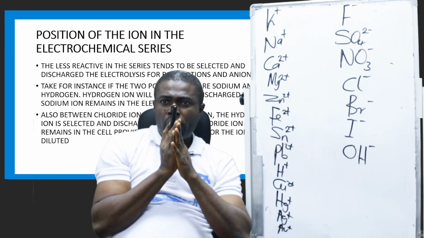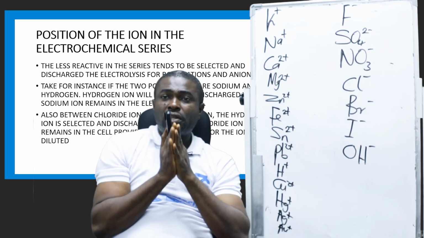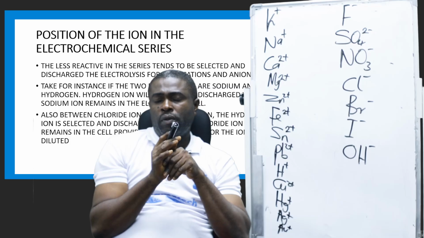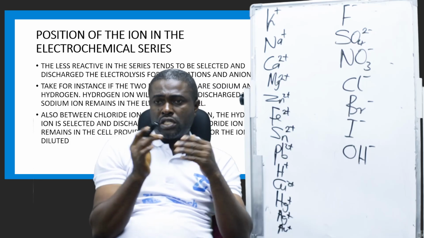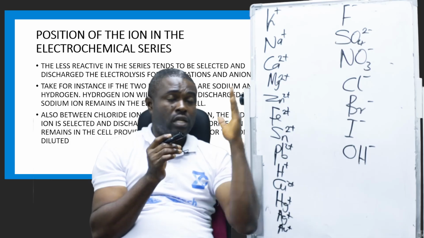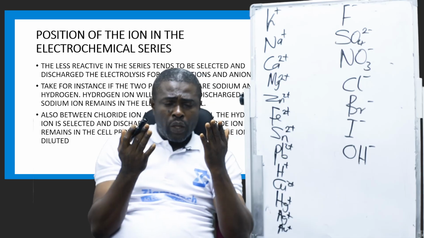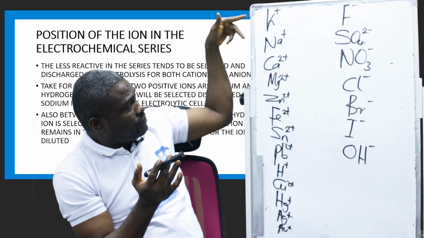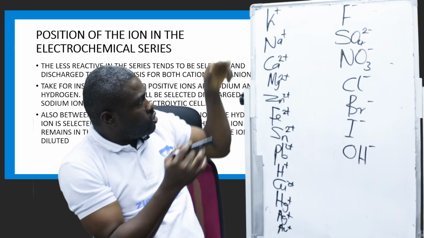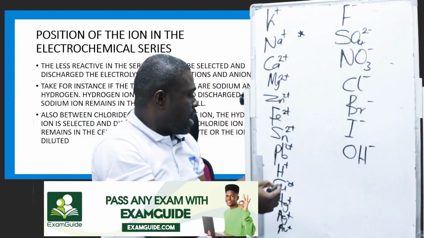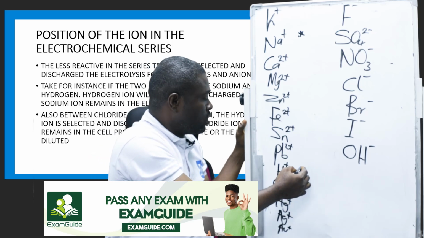Now, one of the factors that will help us to know the ion that will be discharged, leaving the one behind, is this electrochemical series. So now, which one should be discharged? Imagine I have sodium involved and I have hydrogen involved.